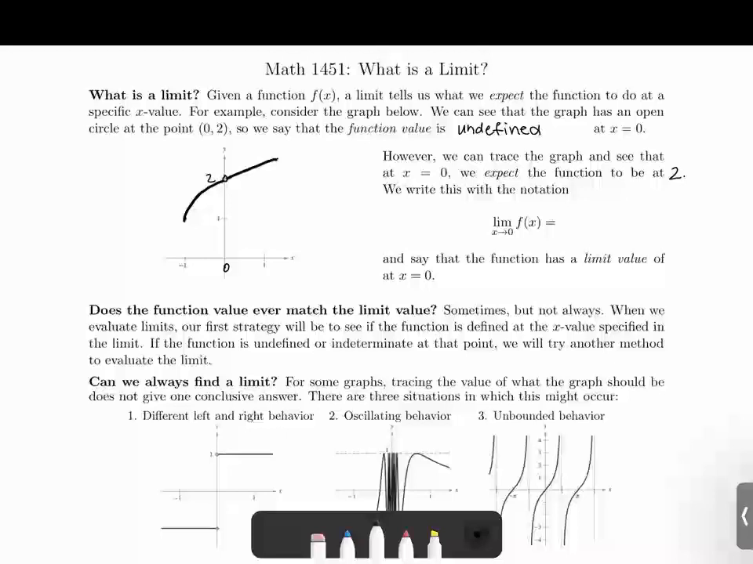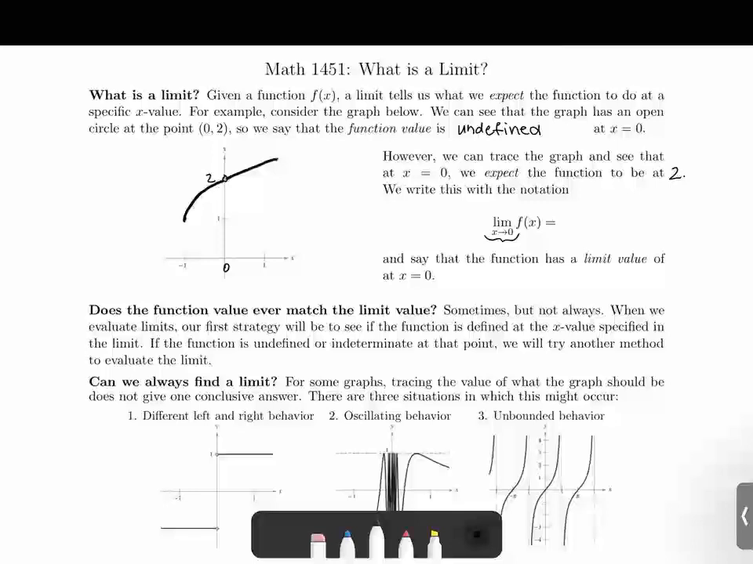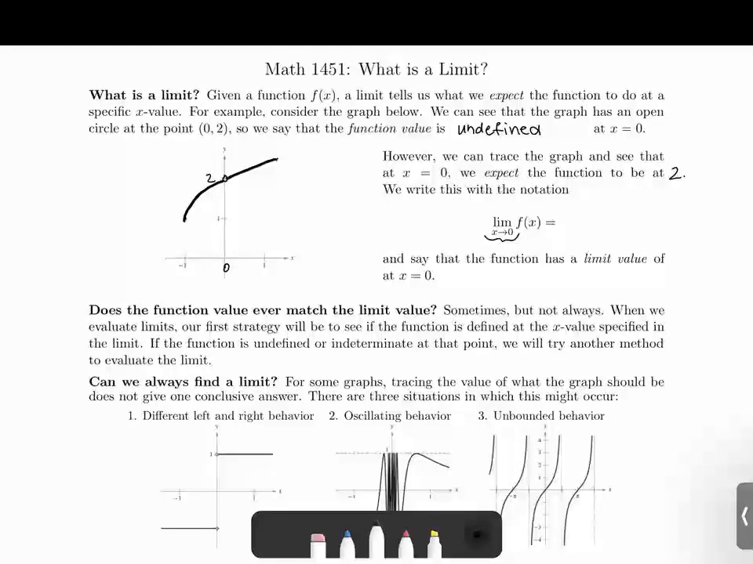So we're going to say that the limit as x goes to 0, and that's what's given to us here, as x goes to 0. This arrow is representing that we're tracing the graph, right? So we're moving closer to 0, and we would expect the function to be at 2. And we say that the function has a limit value of 2 at x equals 0.